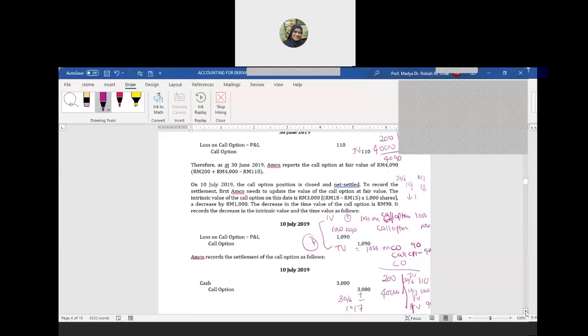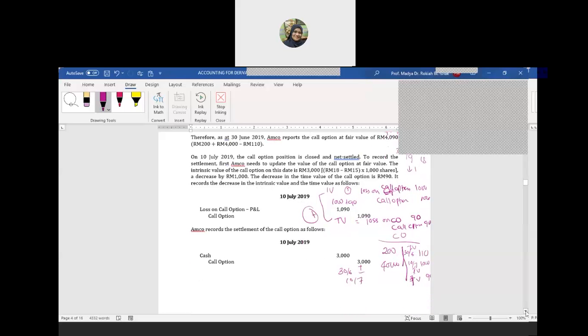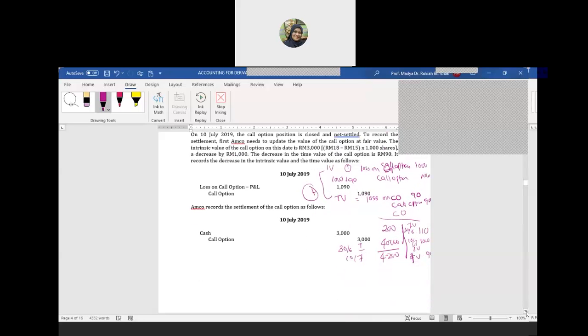So at the end, you have a balance of 3,000. This one you total up, you have 4,200 here. And then for the credit side, if you total up, you have 1,200. So it means that you still have a balance of 3,000 on the debit side. So a debit side, when you want to close it, means that you need to credit. To close it means that you have to credit.